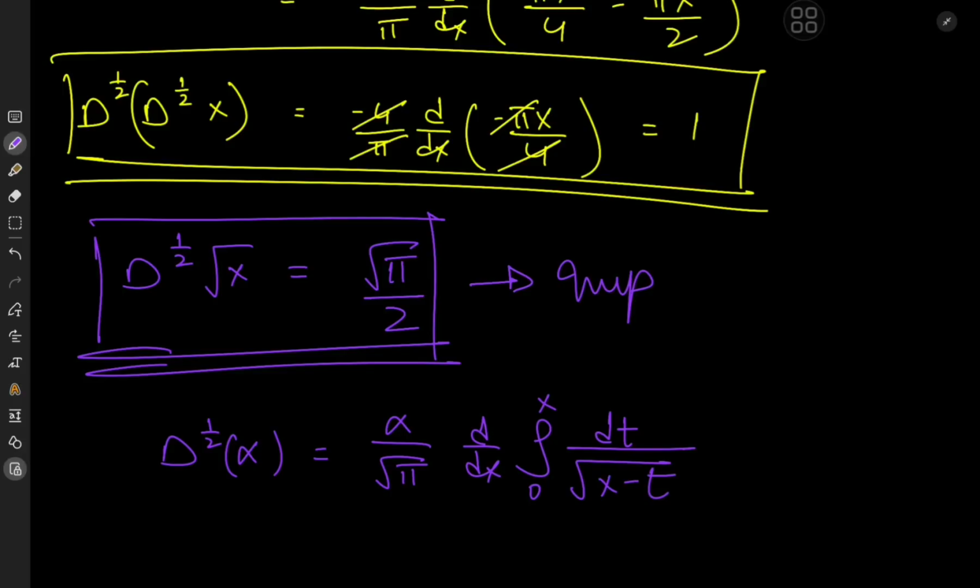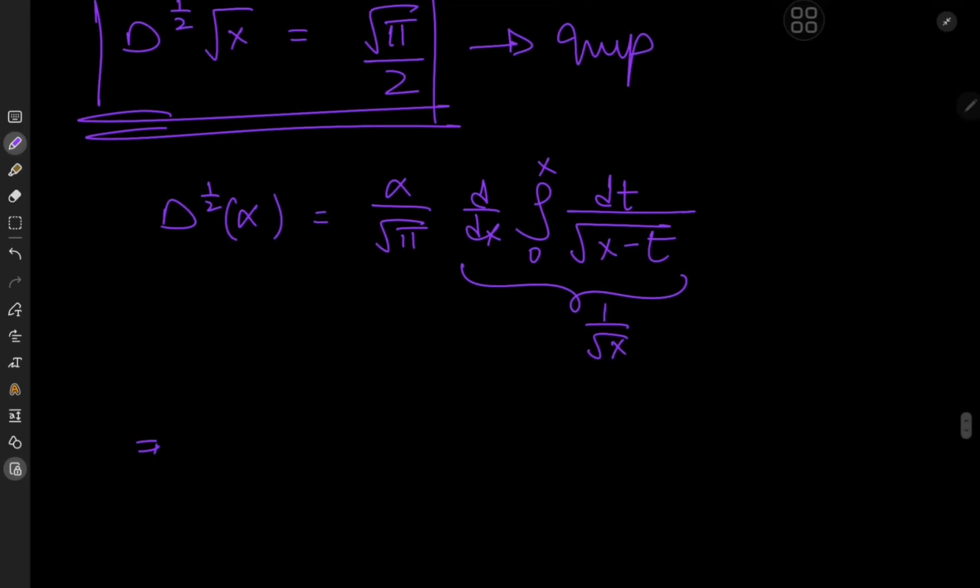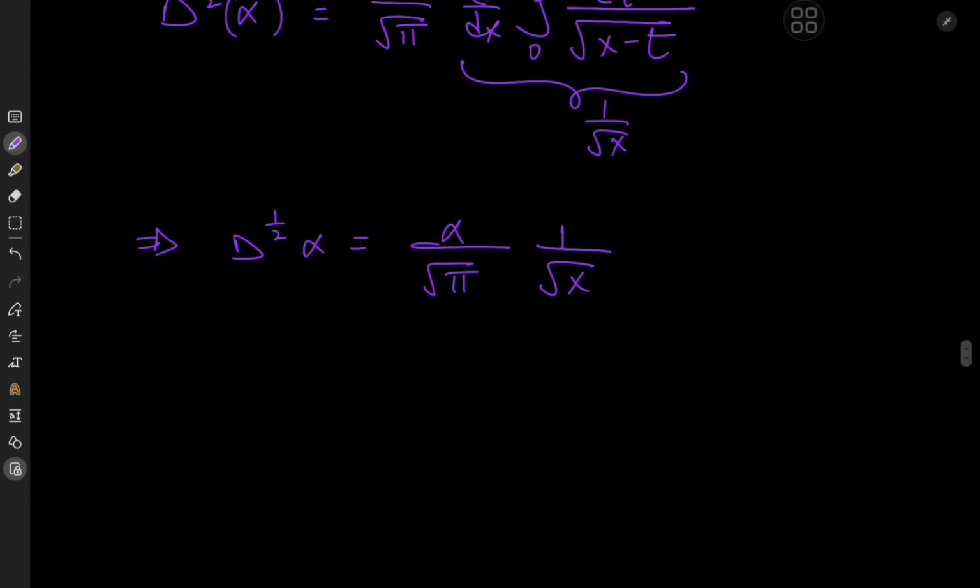Again, a very easy integral to evaluate, and I'll just leave that as a little exercise to you. This integral here actually just sorts out to the reciprocal of root x. So this implies that the half derivative of a constant equals that constant divided by root pi times 1 by root x. And wow, this is surprising. We have a kind of derivative of a constant not giving us 0, and that is pretty fascinating. But again, we got to be skeptical here.